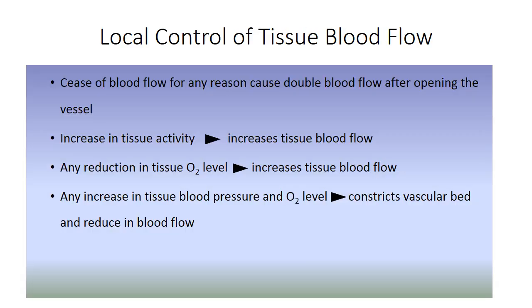In local control of tissue blood flow, please be careful about these sentences. Any block or stop of blood flow for any reason causes double blood flow after opening the vessel, and an increase in tissue activity leads to increased tissue blood flow. Any reduction in tissue oxygen level causes increased tissue blood flow, and any increase in tissue blood pressure and oxygen level causes constriction of the vascular bed and a reduction in blood flow.